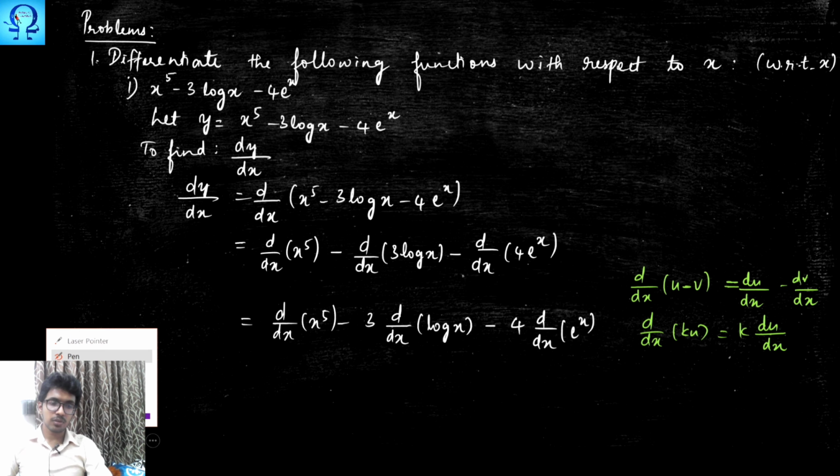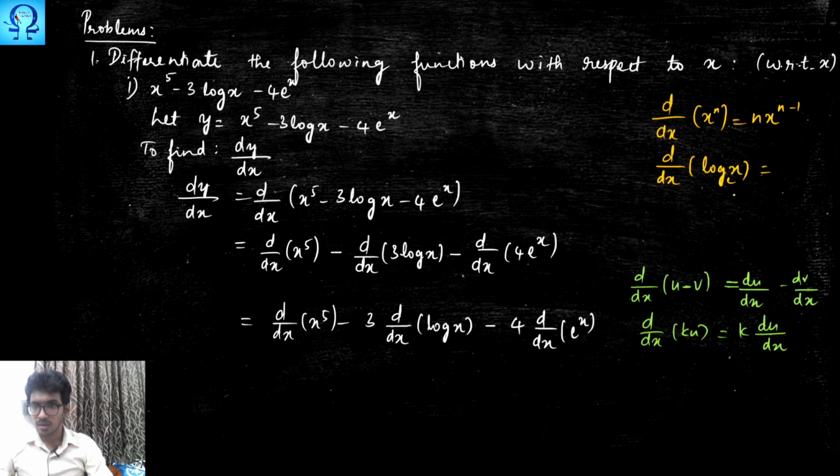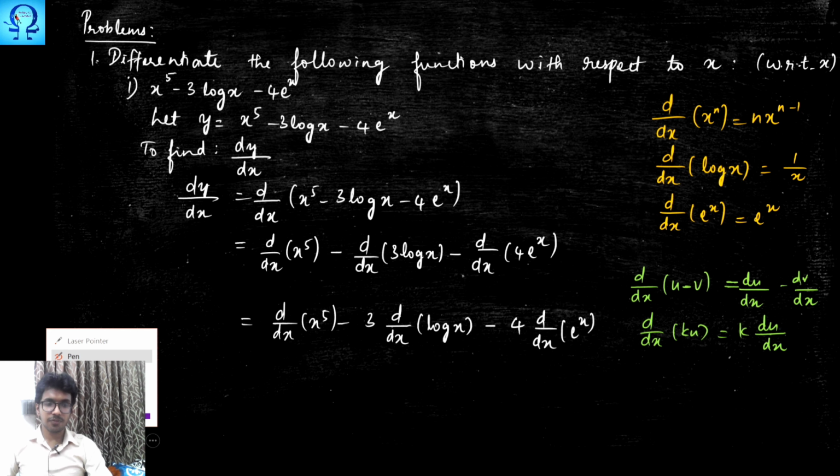Now we'll have to make use of the formulas. d upon dx of x power n is n times x power n minus 1. And d upon dx of log x, which is log to the base e, since if it is not specified we take it to be base e, is going to be 1 upon x. And d upon dx of e power x is simply e power x.